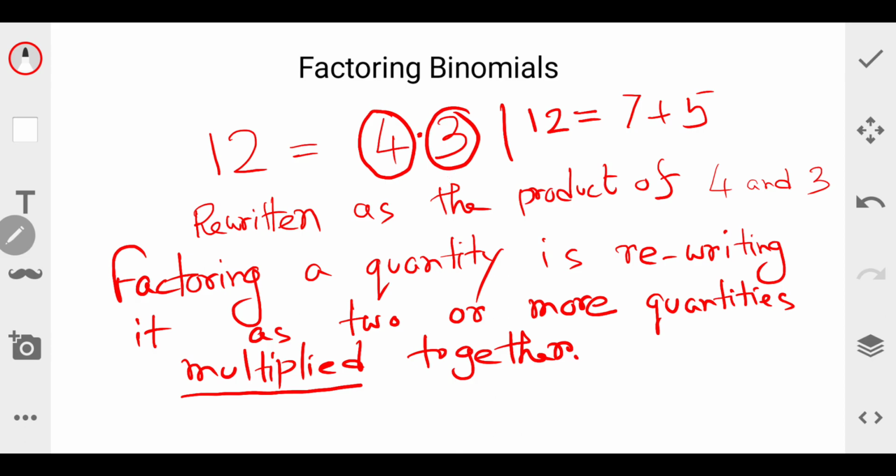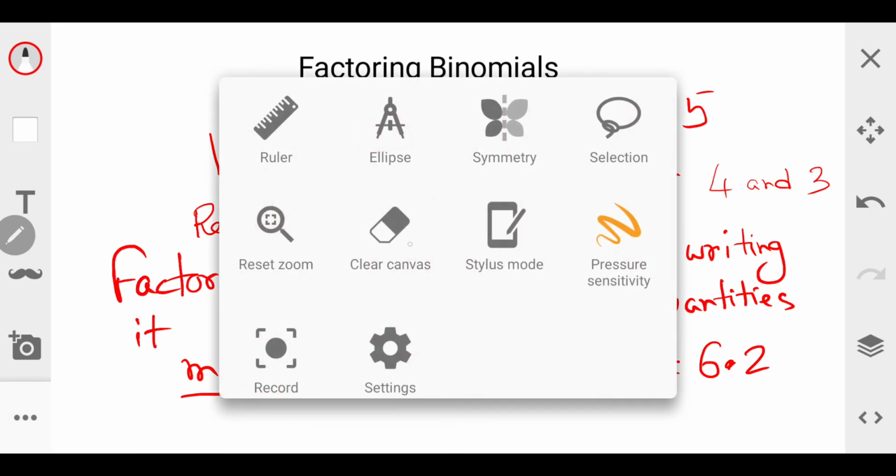Okay, so that's the basics of factoring. Now let's look at a different number. 4 and 3 are not the only factors of 12, because 12 can be rewritten as 6 times 2, and 6 and 2 are also factors of 12. Remember, we are trying to do factoring binomials, so this is the basics. So let's go to our next topic.